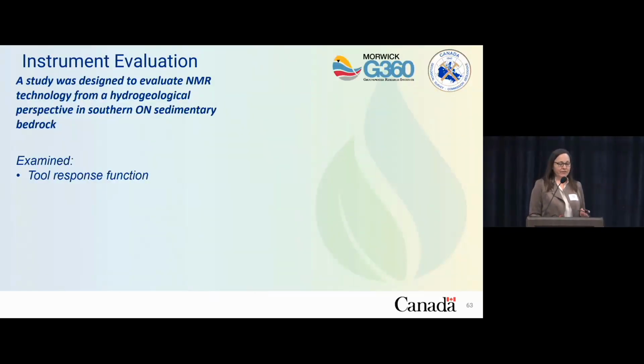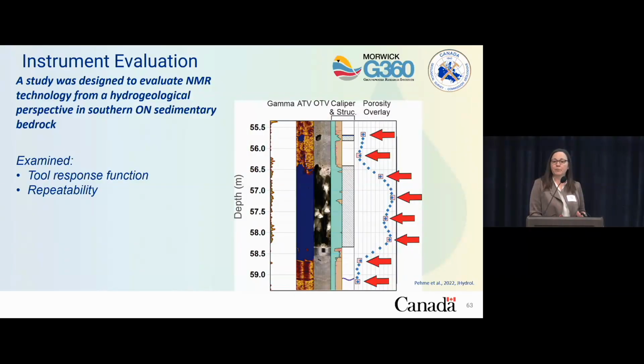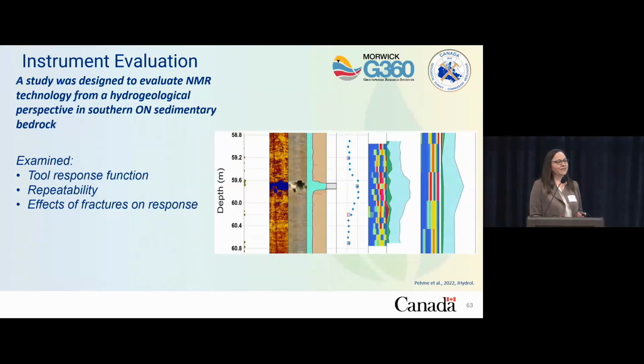So we partnered with the University of Guelph, the Morwick G360 group, and we carried out an evaluation for a number of years at our respective borehole bedrock calibration sites, both in Ottawa and in Guelph. And we examined a number of things with how the tool performs. So we looked at the tool response function to assess how it senses the ground as the tool is moving through the rock or sediment. We looked at how repeatable the tool is over a period of hours to days and found that the tool was indeed very stable, extremely repeatable. We looked at the effects of fractures on the tool response. How large does a fracture need to be in the wall in order for us to detect it as a discrete feature?